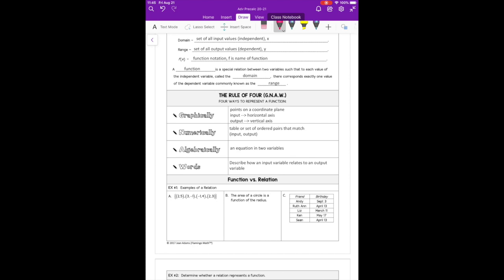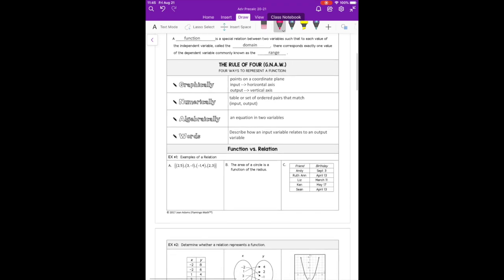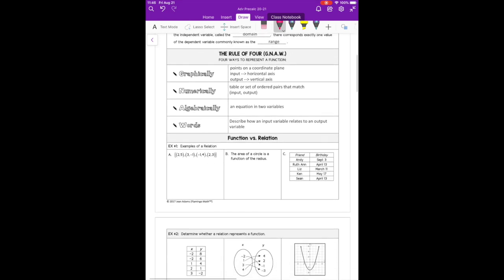You can represent a function graphically, numerically, algebraically, and with words. So we should know what graphically is, numerically with numbers, tables, ordered pairs. Algebraically is the equation, y equals 3x plus 6. It's a function. Words, that's your real world problems.